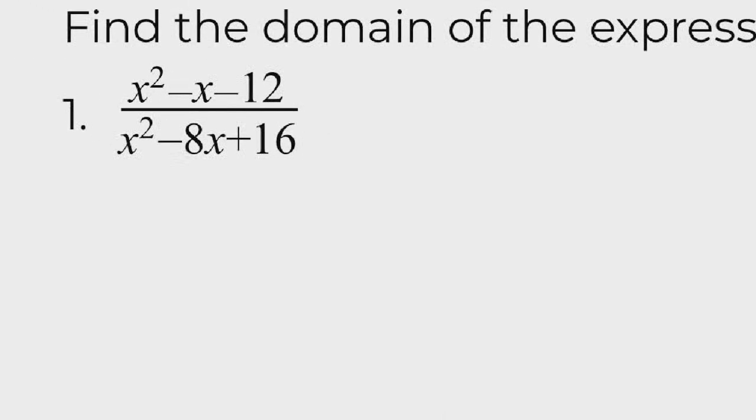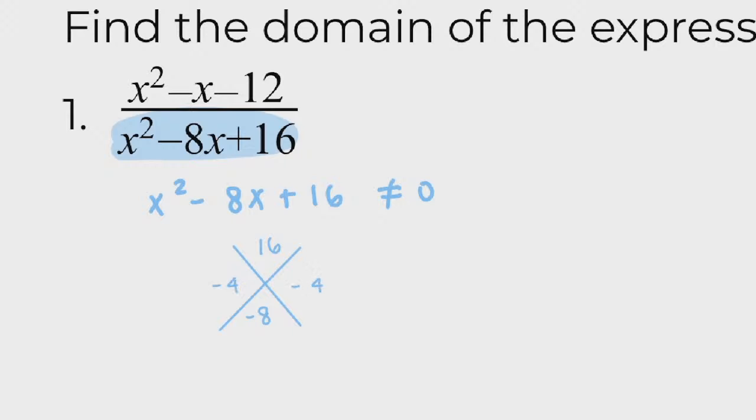In number 1, all we're going to look at is the denominator, because when we divide, we cannot divide by 0, so we're going to set the denominator, which is x squared minus 8x plus 16, not equal to 0. And in order to find what x can't equal, we can use the x method. So on the top would be 16 and on the bottom is negative 8. So the two numbers that multiply to positive 16 and add to negative 8 are negative 4 and negative 4.